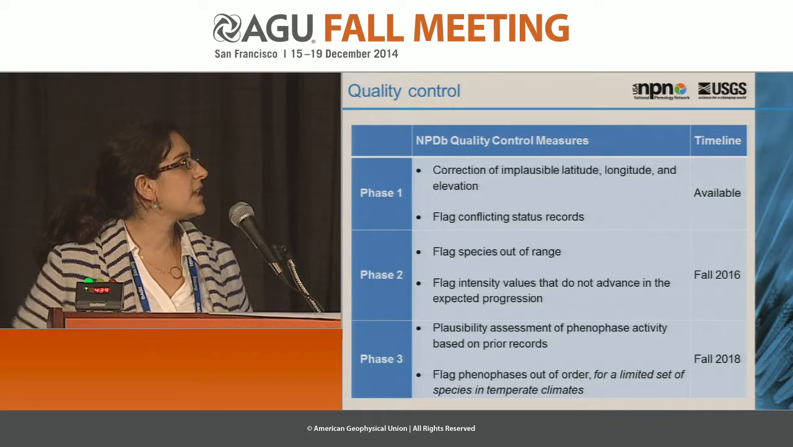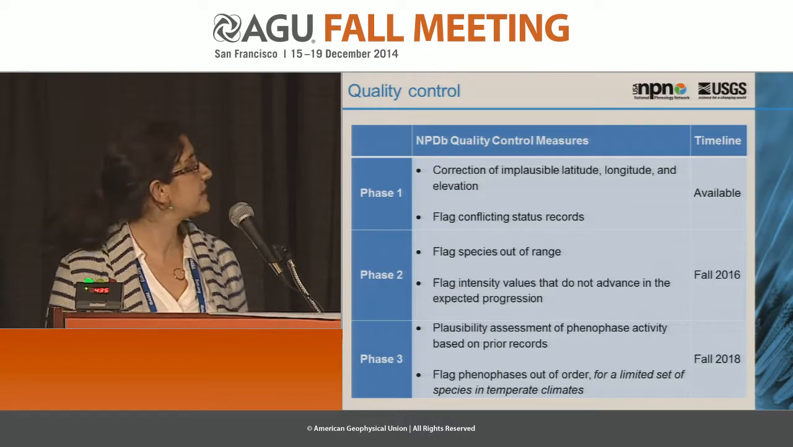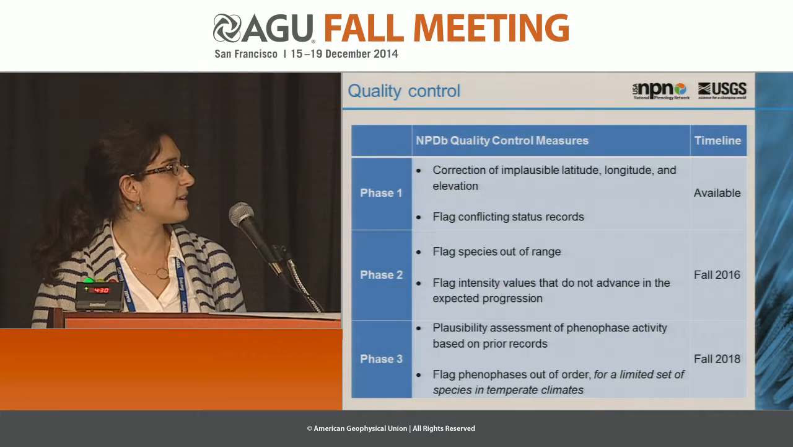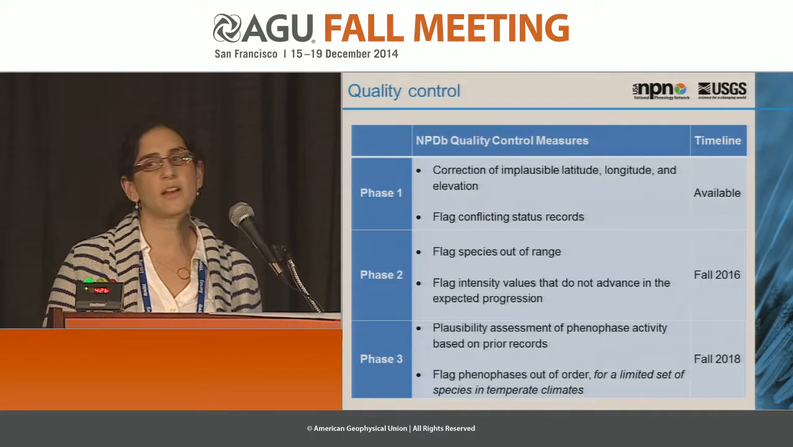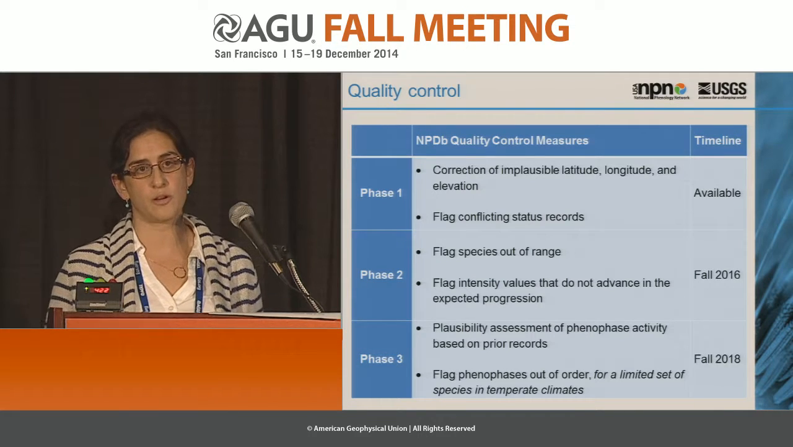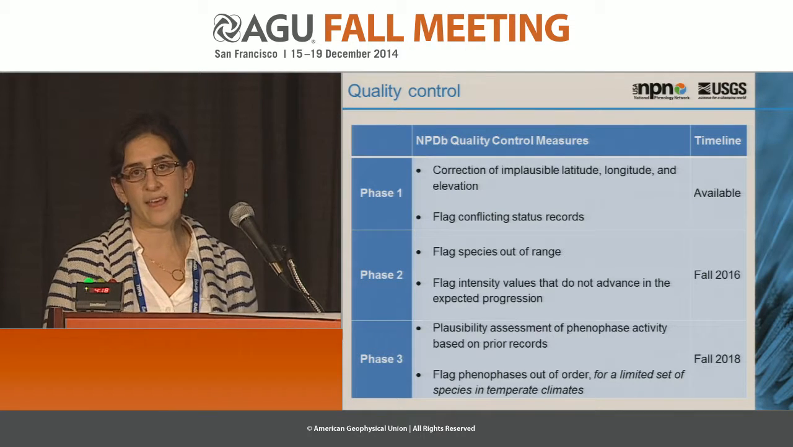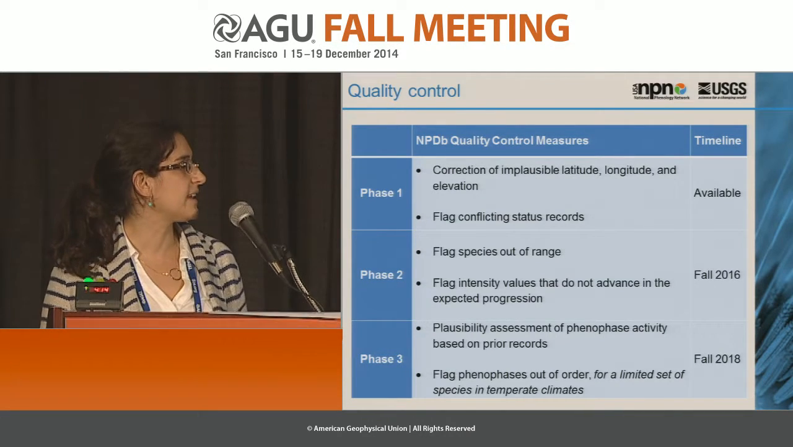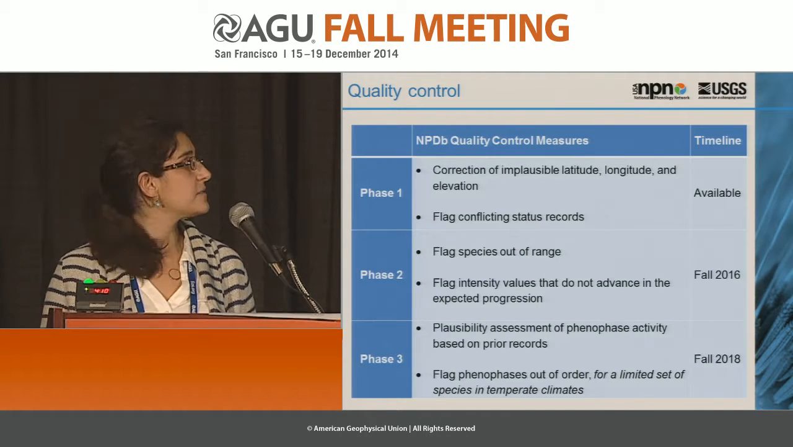We're also launching a series of quality control measures on that raw and summarized data. Currently, we've already begun to correct implausible latitude, longitude, and elevations. We flag conflicting status records, so if multiple individuals or a single individual report conflicting phenophase records on a given day, we'll flag that and output it with the data.